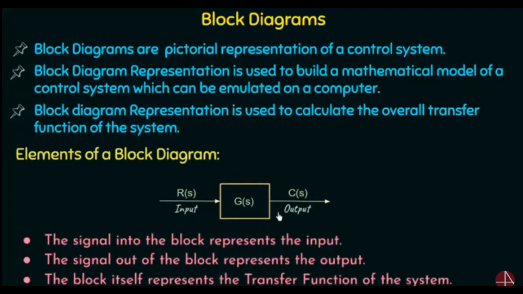Practically, control systems are more complex in nature. They consist of multiple subsystems. Interconnection of many blocks are there, which are connected with branches and arrows.